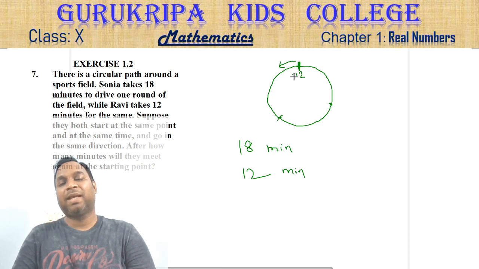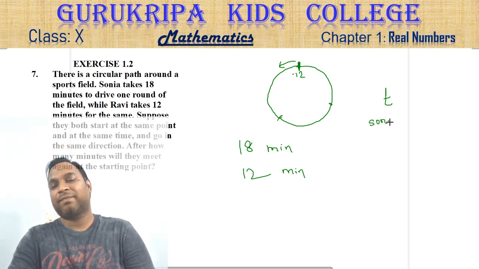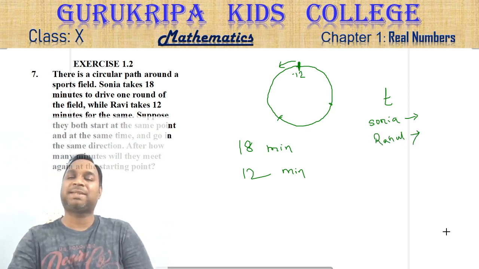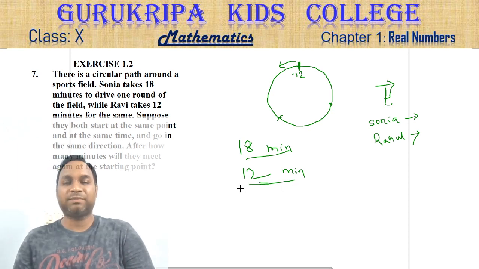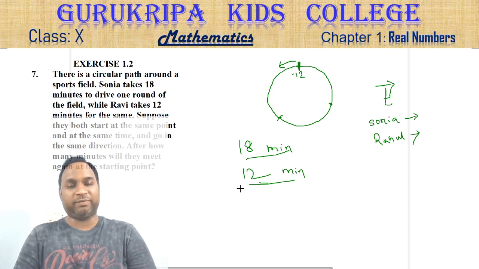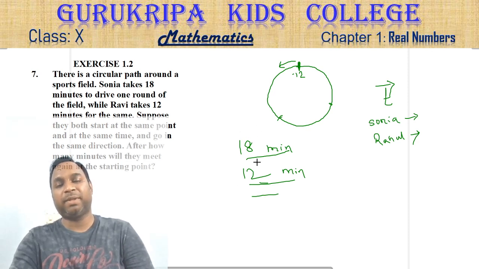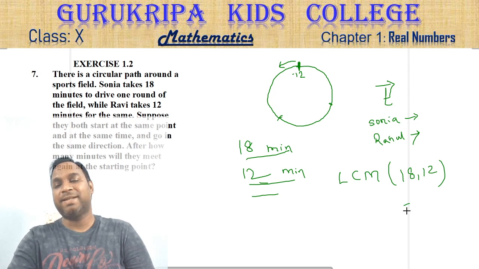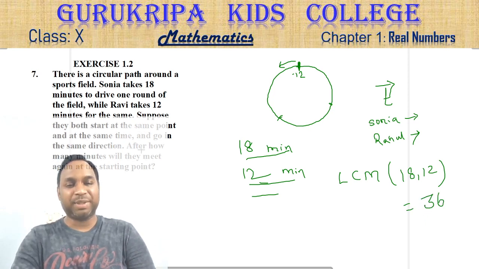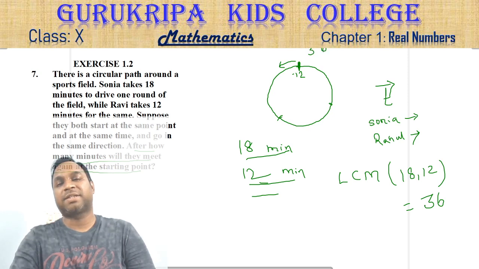How can this be possible? Let's say in time t, Sonia has taken some number of rounds and Rahul has also taken some number of rounds. Both of them have completed some number of rounds. So t is a multiple of both 18 and 12. So they are meeting for the first time, so t is the smallest number which is a multiple of 18 and 12. So basically we are looking for the LCM of 18 and 12. And what is the LCM? 36. So they will meet after 36 minutes.